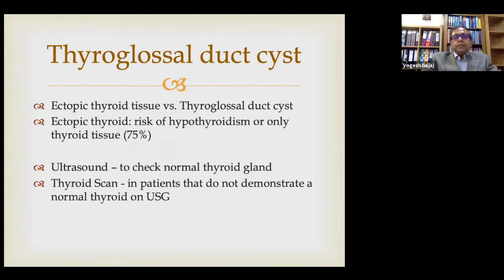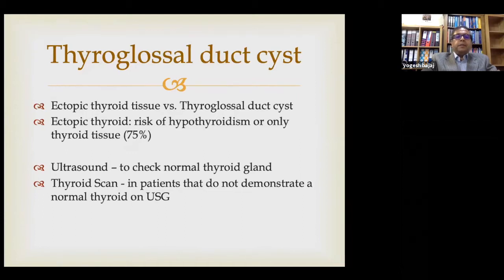Another thing I'd like to point out is that when you make a clinical diagnosis of thyroglossal duct cyst, you've got to think in your own mind that this is not an ectopic thyroid tissue. Be aware, in an ectopic thyroid, that could be the only thyroid tissue, and there is also a high risk of hypothyroidism.